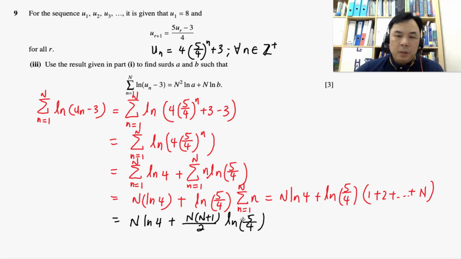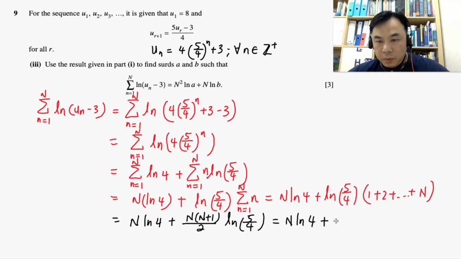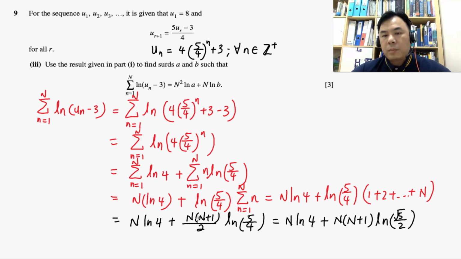And then from here, we can rewrite this as n ln 4. And then there's a half here. We can bring the half back as an index. That would typically give us n plus 1 here, times ln of 5 over 4 to the power of half, which is a square root. And then with a bit of divide and conquer again, that is my favorite strategy.